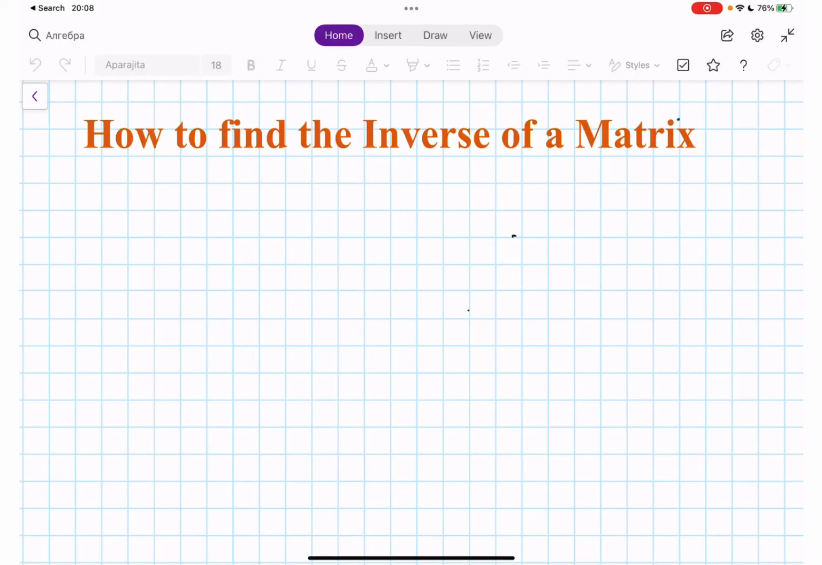How to find the inverse of a matrix. So in this video we will continue talking about actions with matrices. Specifically, we will learn to find the inverse matrix. What is an inverse matrix?